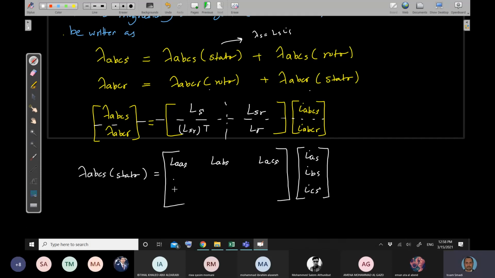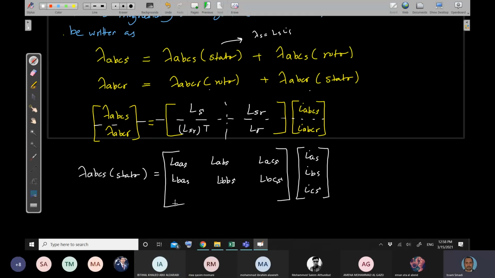If this is the case, who can give me this one? I can call it what? L as seen between that and that. Now, this will affect lambda B, correct? The second line is lambda B of S, so this will be the LB. Due to which current? Phase A current. So this will be LBAS. Well, what about this one? This will be LBBS, correct? The self-inductance for phase B. What about this one? This will be the LB due to which current? CS.